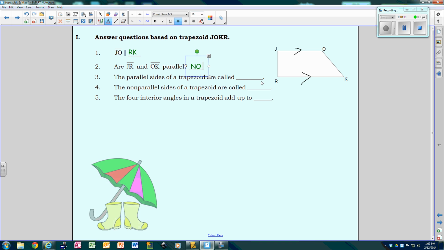The parallel sides are called our, do y'all remember? They're called our bases. The non-parallel sides, what are those sticks you walk on? Those are your legs. Now the 4 interior angles, since this is a quadrilateral, what do all the angles have to add up to? Just like any other quadrilateral, they have to add up to 360.